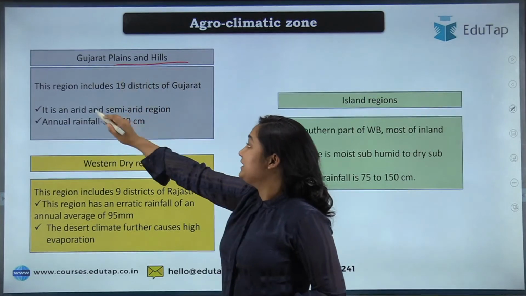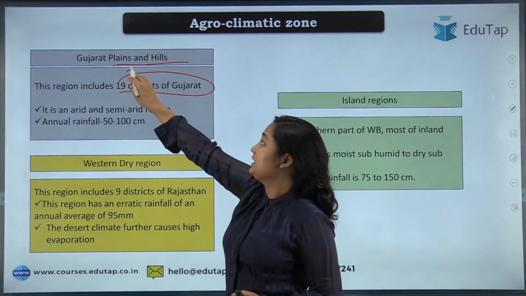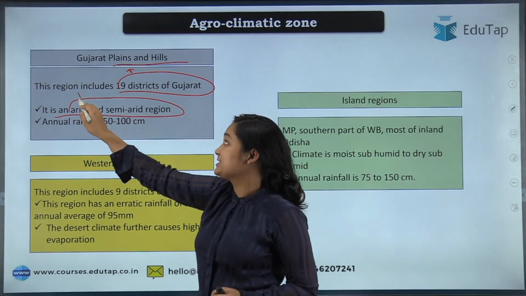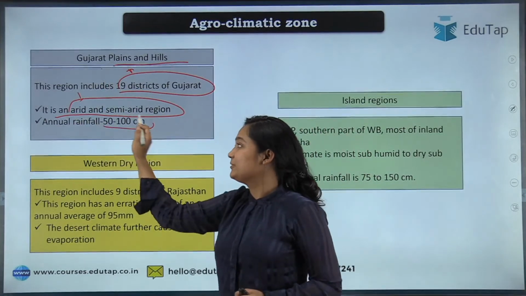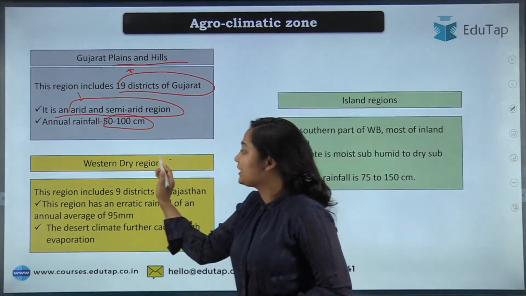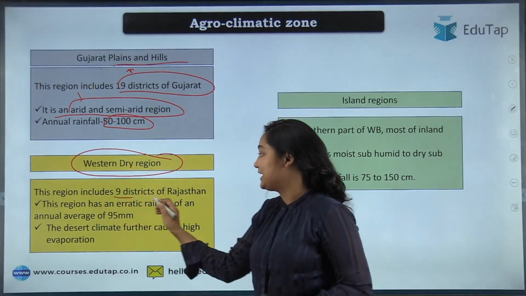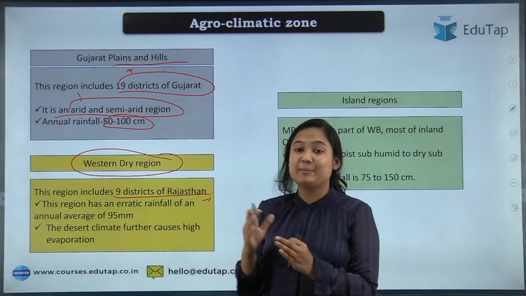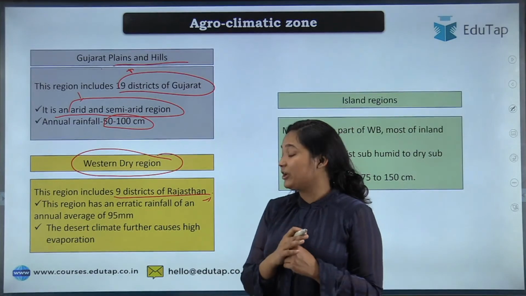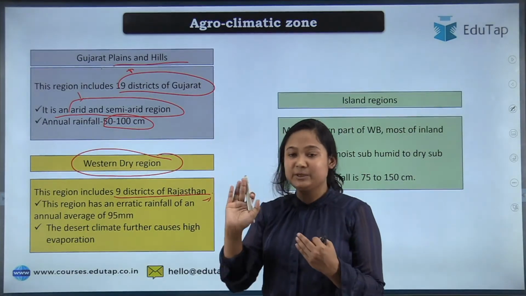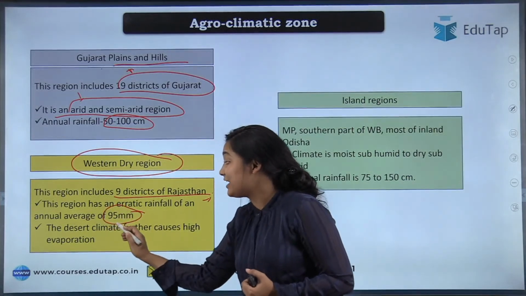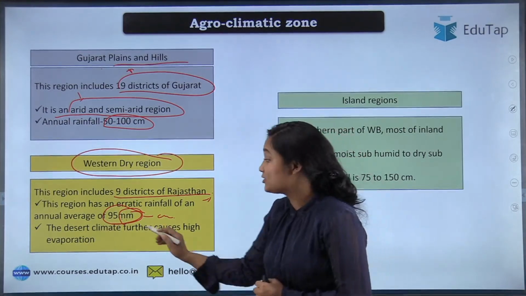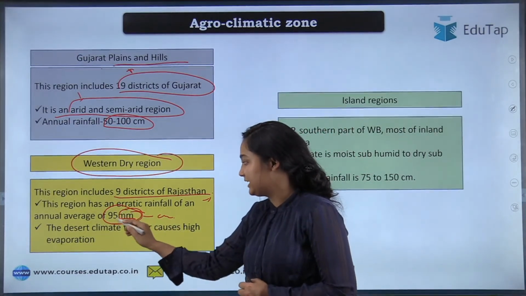Talking about Gujarat Plain and Hills, 19 districts of Gujarat come only under this zone. Arid and semi-arid conditions persist in the Gujarat Plain and Hill, and the rainfall is between 15 to 100 centimeters. Talking about the Western Dry Zone, 9 districts of Rajasthan are there. The rainfall is erratic, which means rainfall has no singular pattern. Sometimes there will be rain, sometimes no rain, sometimes it will rain for 2 days and then no rain, and the average rainfall is 95 mm only. We are not talking about cm, that is 9.5 cm only. So do remember the figure given in the end.